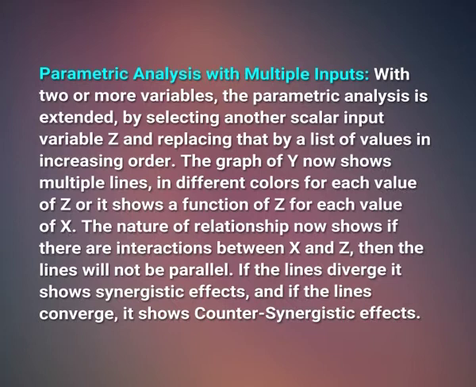The nature of the relationship now shows if there are interactions between x and z, then the lines will not be parallel. If the lines diverge, it shows synergistic effects, and if the lines converge, it shows counter-synergistic effects. The parametric analysis is also done with more than 2 variables. However, with additional dimensions, it becomes difficult to compare the results.